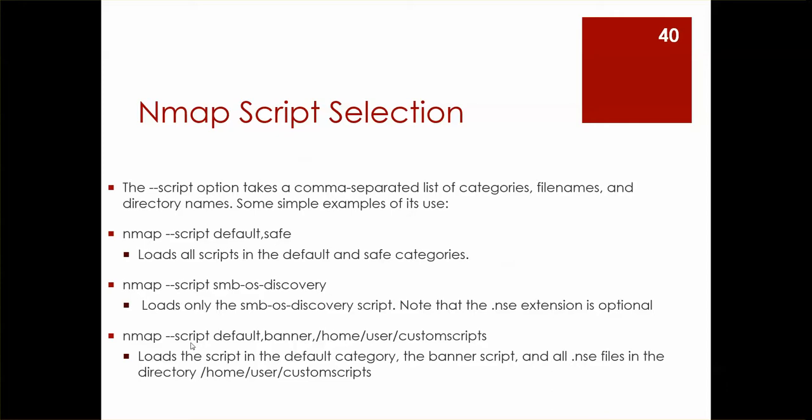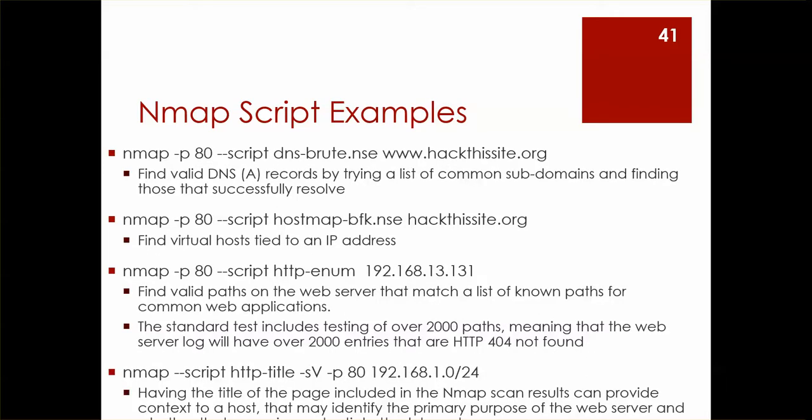So in this particular example, we're using the default script, we're grabbing a banner, and we're using all NSE custom scripts that are located in this particular directory. So this is an example of how we can bridge different scripts together, different options. Okay, these are additional examples. If you'd like to engage a DNS brute force script against this particular website.